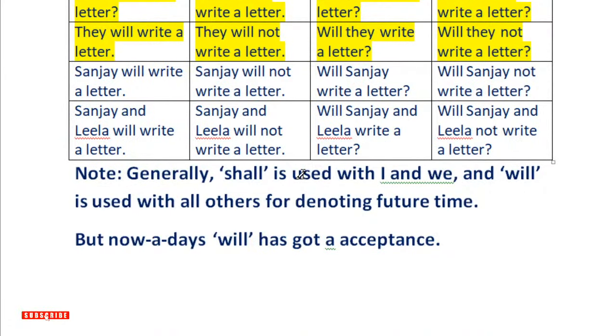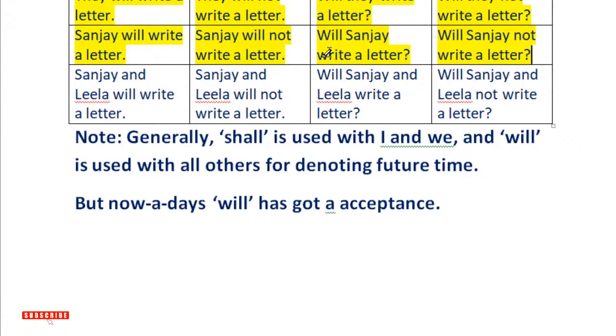Affirmative, negative, interrogative, and negative interrogative. These four examples I have given you. Four types of sentences are here. Then again, Sanjay and Leela will write a letter. Sanjay and Leela will not write a letter. Will Sanjay and Leela write a letter? Will Sanjay and Leela not write a letter? Now there is a note. Let us see. It contains an important piece of information.